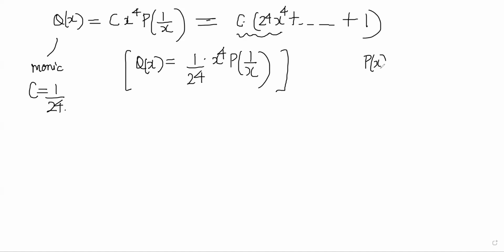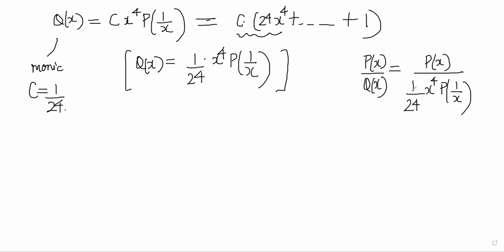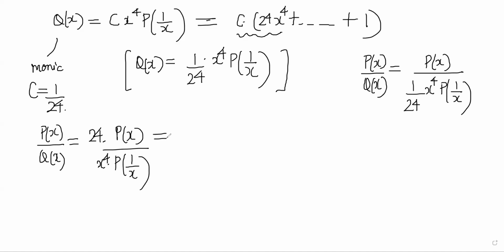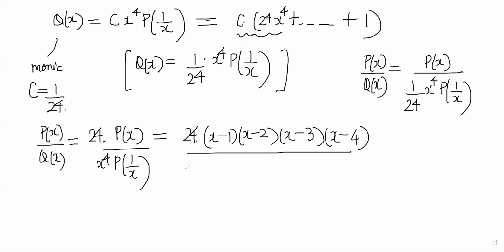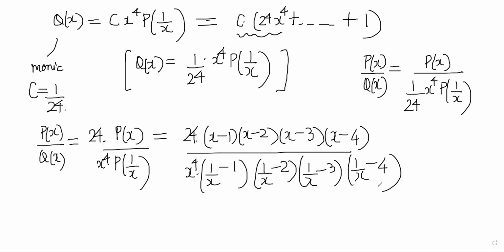Now, what is P of x by Q of x? P of x by Q of x, I can write as P of x by 1 by 24 x power 4 P of 1 by x, right? So what I get, P of x by Q of x comes out to be 24 times P of x by x power 4 times P of 1 by x, right? And P of x had roots 1, 2, 3, 4. So it can be written as x minus 1, x minus 2, x minus 3, x minus 4. And therefore, it will be x power 4, and instead of P of 1 by x, we have 1 by x minus 1, 1 by x minus 2, 1 by x minus 3, 1 by x minus 4, right?